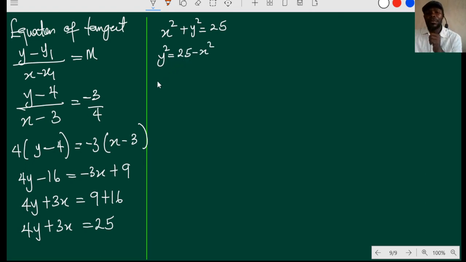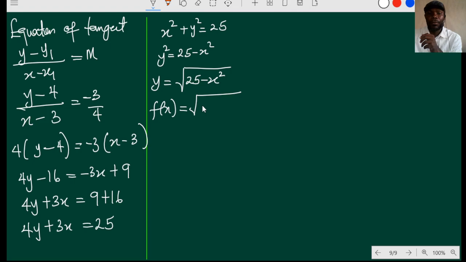So you find the square root, you have y is equal to the square root of 25 minus x squared. If you're able to see this, it says the function of x, we have our function of x, f of x is now the square root of 25 minus x squared. So now, how do we find f prime of x, that is the derivative. And recall, this can also be written as 25 minus x squared raised to power half.